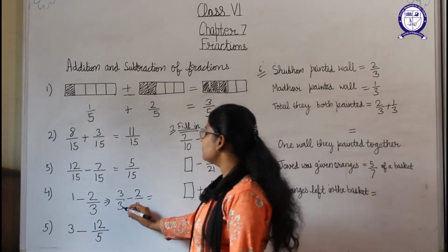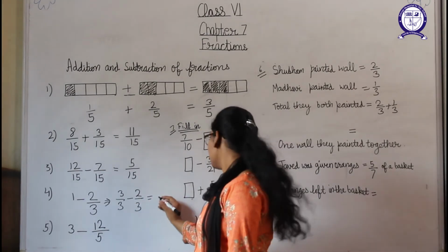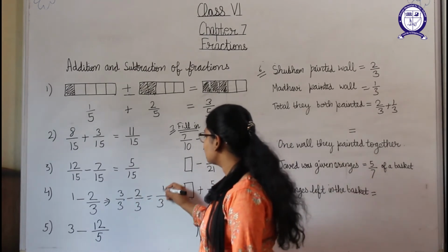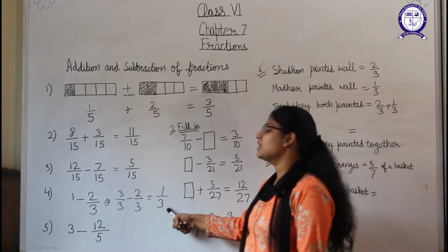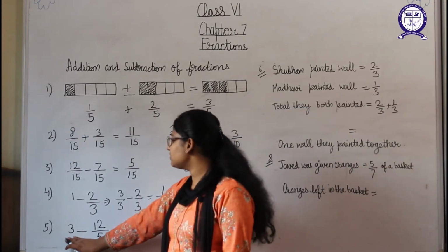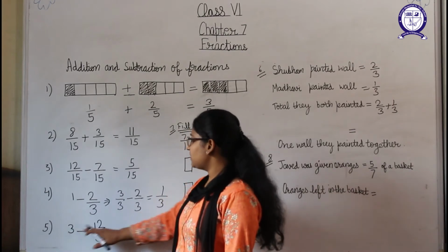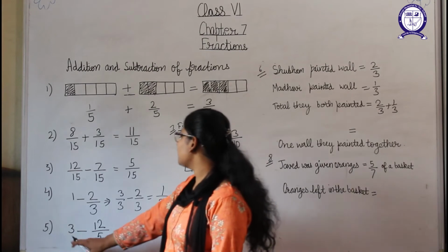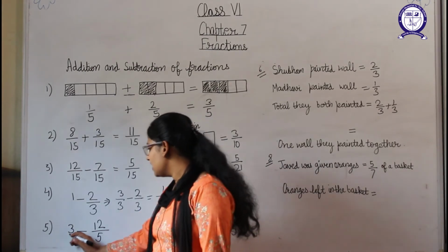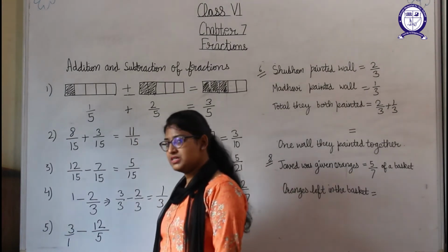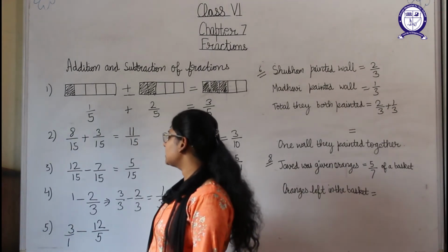Here if we check, the denominators are the same, so we will put 3 here. Now 3 minus 2 gives us 1, so our answer is 1 by 3. Okay, in this also 3 is given to us and we have to subtract 12 by 5. In this, we have to make the denominator 5. Here the denominator is 1, as we can put the denominator 1 if there is no denominator.